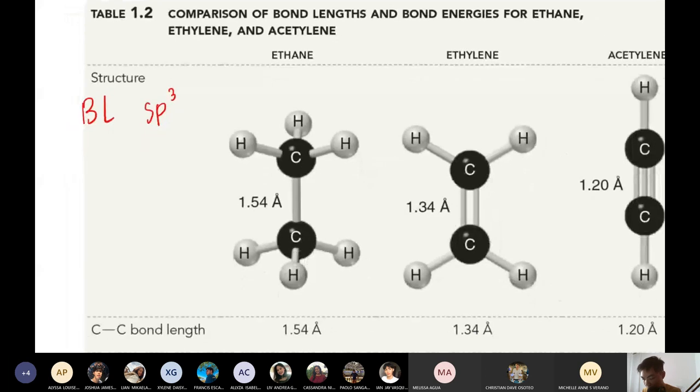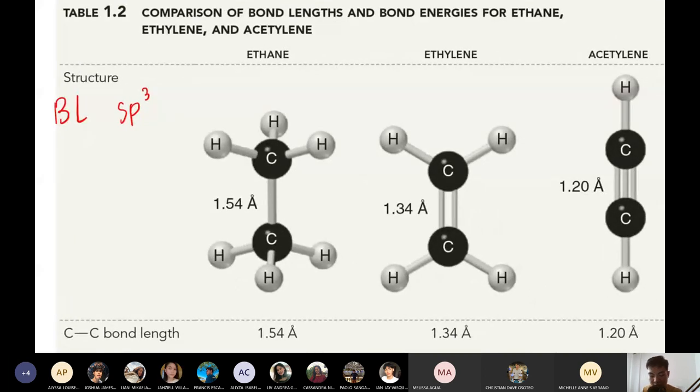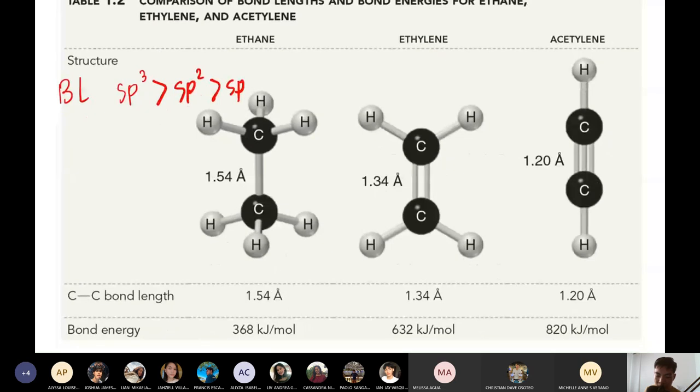Ayan. So sp3 yung longest, followed by sp2, then ang pinakamaigsi ay sp hybridized carbon. Okay? So, in terms of bond length, ito yung mahaba, ito yung maigsi. Okay. So, how about the bond energy?